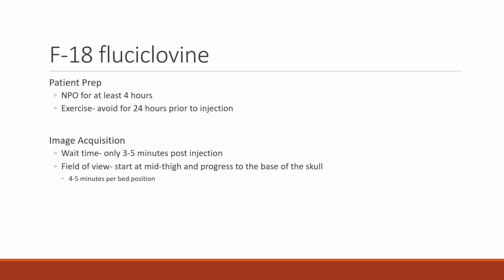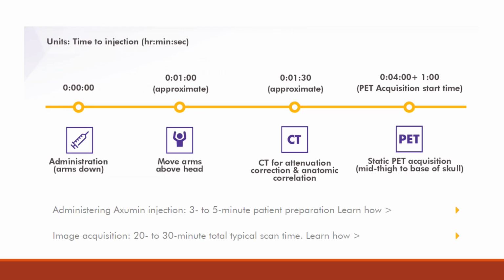You don't want to inject them and then have them go to the bathroom because then by the time you get them on the camera, it could have been 15 minutes. It takes these old guys forever to pee. So have them go to the bathroom, then you inject them, set them up on the camera, get them started. And it's 4 to 5 minutes per bed position. All right, so administration with arms down. Then you have them move their arms up.